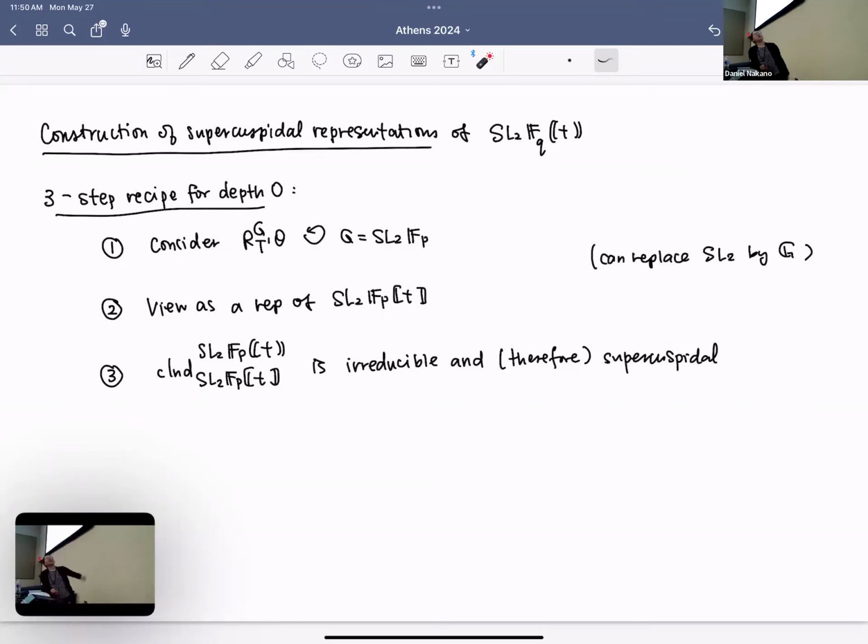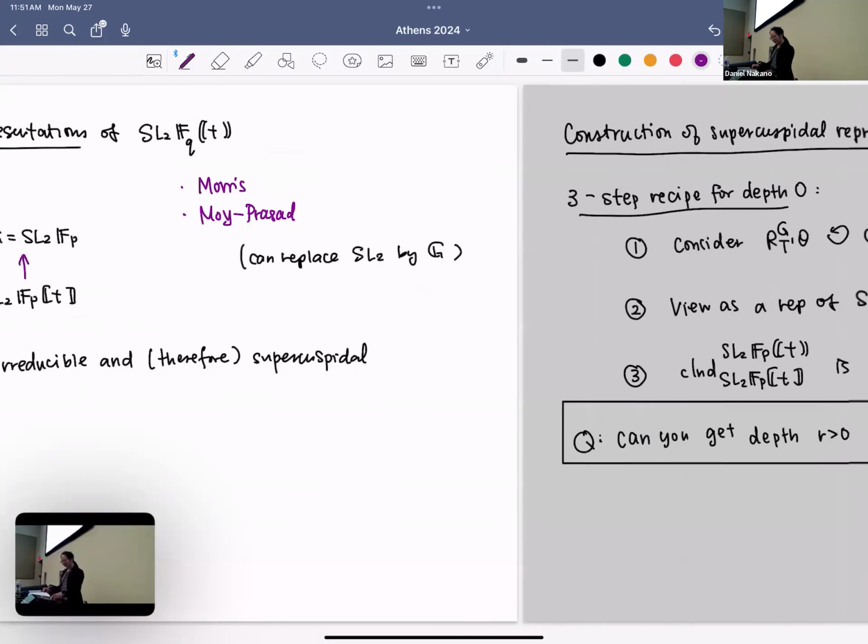So when you do this T prime and consider this representation, you view it as a representation of the compact open that we saw in the previous talk by inflating along the natural map, the T goes to zero map. And then I take the compact induction, which is a more controlled version of induction. The statement is that this representation is irreducible. And anytime you have an irreducible representation that comes in a recipe of this shape, it's automatically supercuspidal. So it's really a question about irreducibility here. This is work of Morris and independently of Moy and Prasad, maybe in the early 90s, maybe slightly before this.